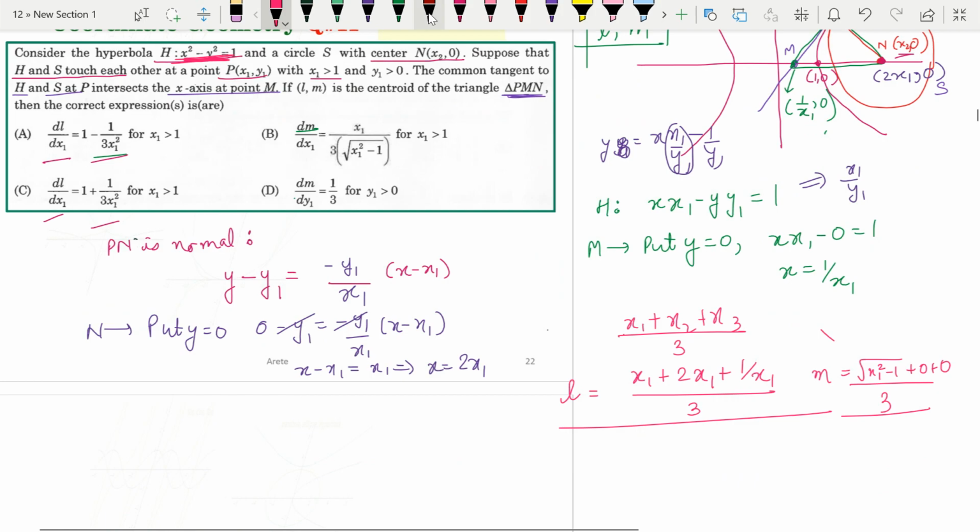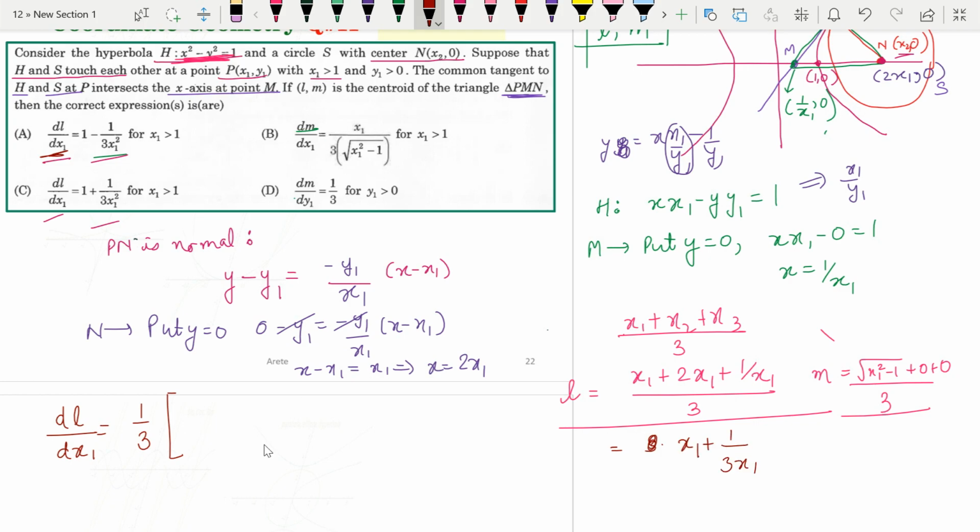Now what do they want from us? Let's do the first one. You have to find the derivative of L with respect to x1. Let's do that. 1 by 3, the first derivative, this is 3x1. More simplified, you are getting just 1 upon 3x1. So this is 1 minus 1 upon 3 x1 squared. Good, so you got A to be the correct option. Of course then C cannot be correct.